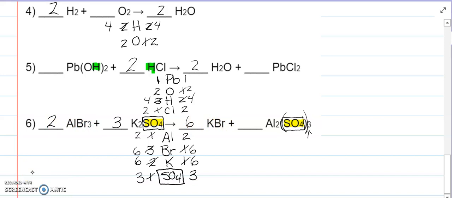Balancing equations is something that's going to take some practice, and you will find a practice sheet in your Google folder to take a look at to get some practice. Try some of the equations in that worksheet.